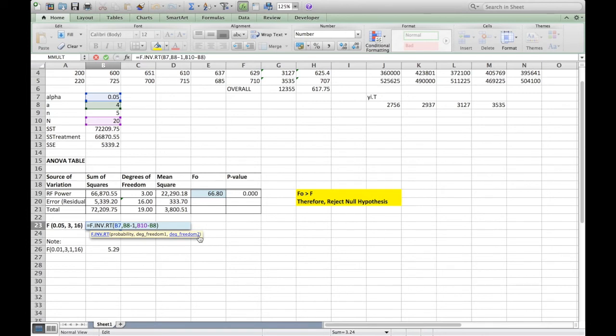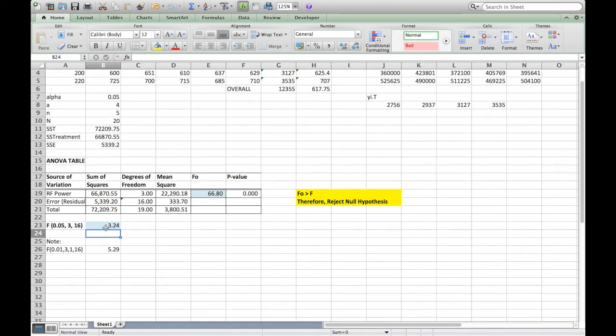And I got 3.24. And our critical region is the region greater than this one. So now we test, is F naught greater than this? And clearly 66.8 is much greater than 3.24. Therefore, we reject the null hypothesis.